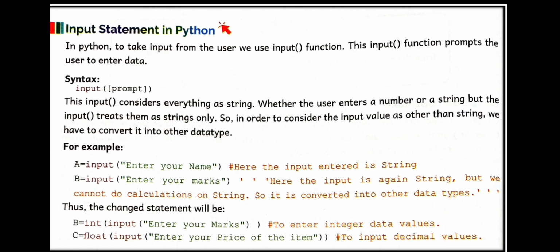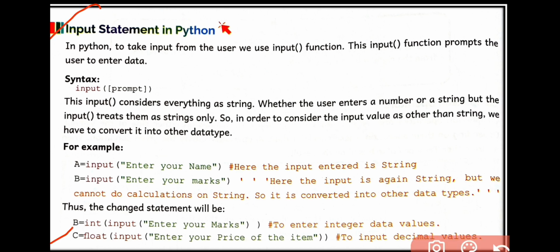If you want to input any integer value, you can change the data type like b equal to int. Here b is assigned int, that means you want to enter whole numbers, so you put the int data type. If you want to enter a float or decimal number, you can use the float data type. So I hope everyone understood what an input statement in Python is.